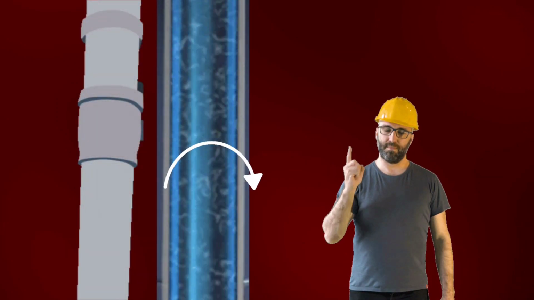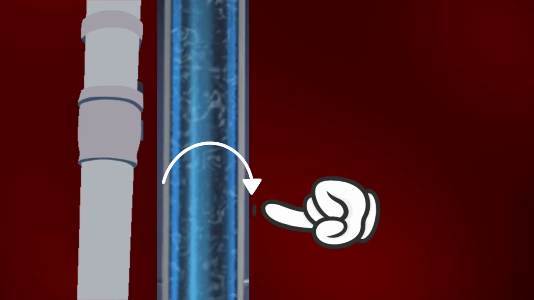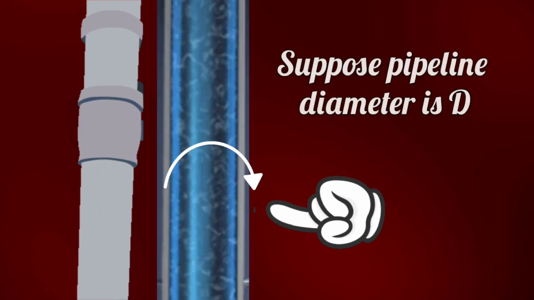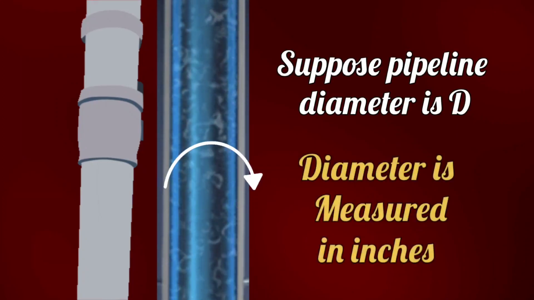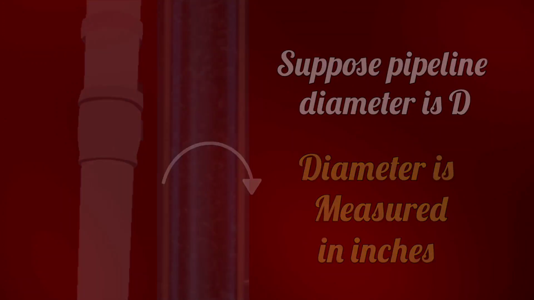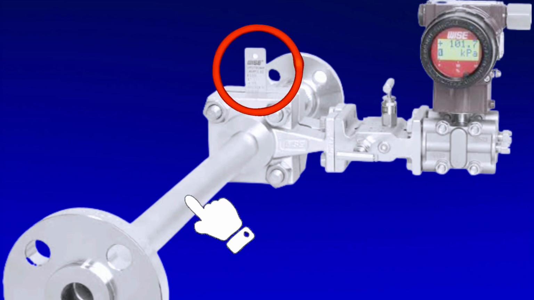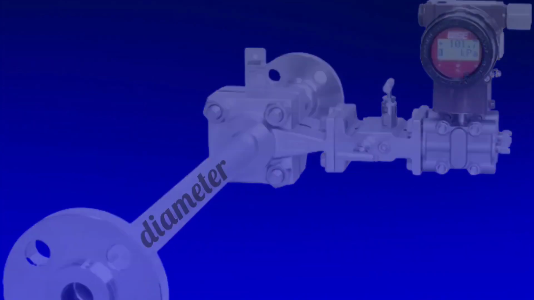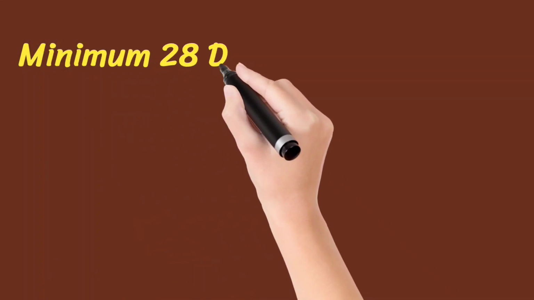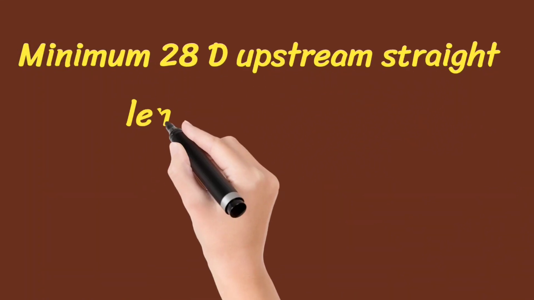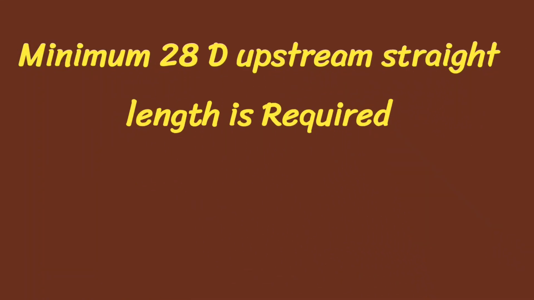In answer to this, you will need the pipeline diameter. Suppose pipeline diameter is denoted by capital D. Its diameter is measured in inches. Pipeline diameter means the diameter of the pipeline in which the orifice plate is inserted. You will need minimum 28 D upstream straight length.